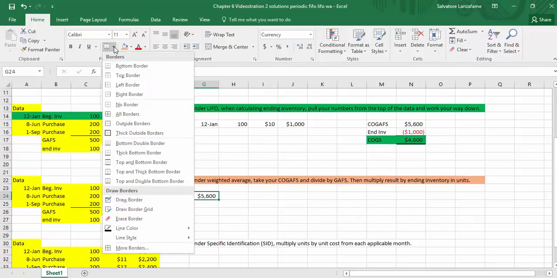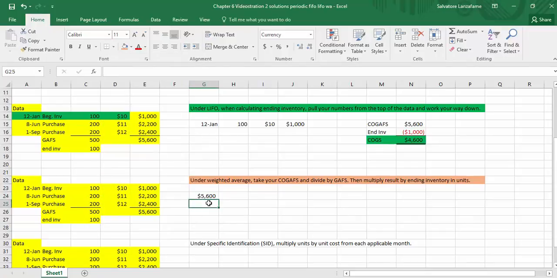So let me try to make a little fraction here. And hopefully that looks like a fraction. Let me center these so it looks even better. More like a fraction. Okay, so we have dollars on top and units on the bottom. Let me make a little equal sign to show that I'm about to show you some math. Watch what I do here. I'm going to take $5,600 and divide it by 500 units, and I end up with $11.20 per unit.